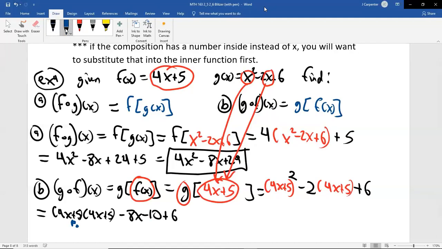Then the plus 6 stays at the end. We're going to have to FOIL the 4x plus 5 times the 4x plus 5. You should be masters of FOILing at this point. 4x times 4x is 16x squared. The 4x times the 5 is a plus 20x. The inner, 5 times 4x, same thing. And then our 5 times our 5 is a plus 25. Bring everything else down. Minus 8x. You could go ahead and combine the minus 10 plus the 6 if you want to. That's up to you. I'm going to save it, though.